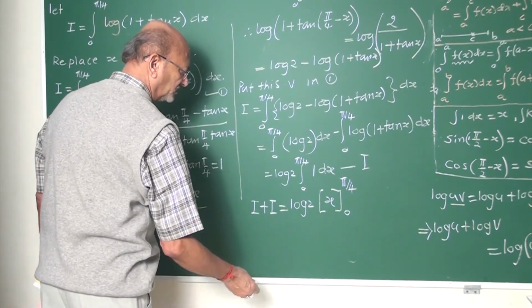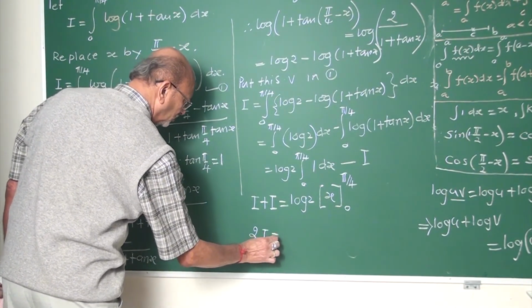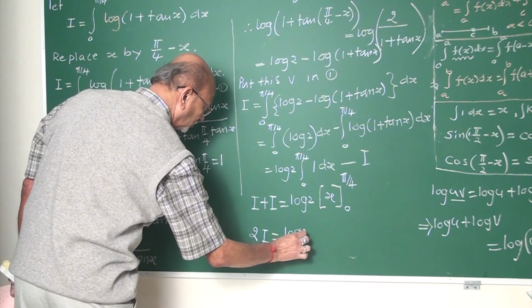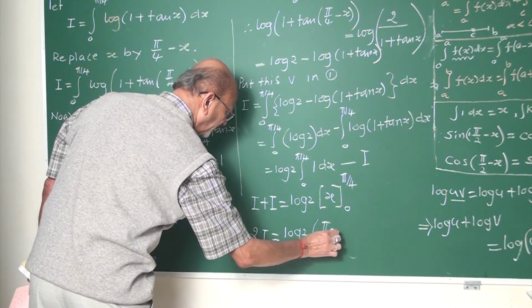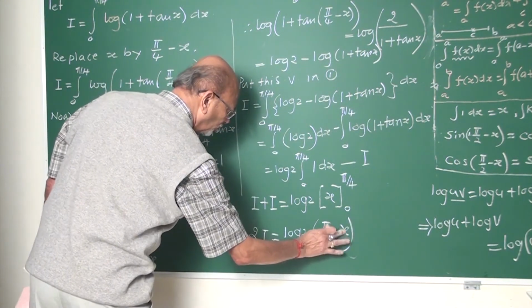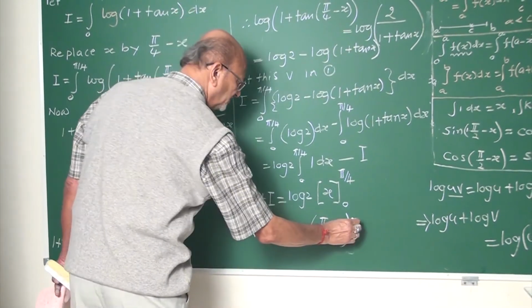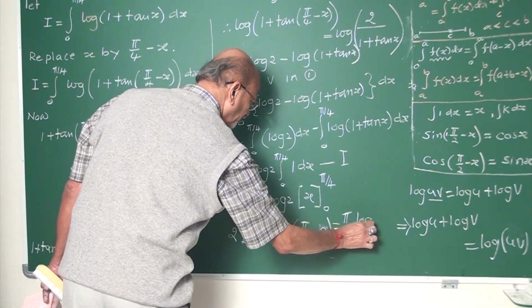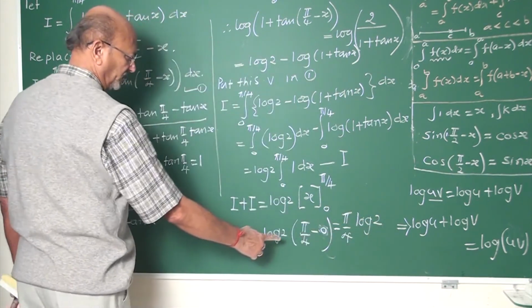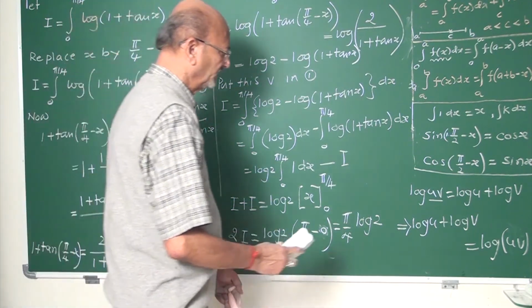Yes, my friend. What is this? 2I equals to log 2 into, you are putting what? x equal to upper minus x equal to lower, 0, which is pi by 4 itself. This can be written as pi by 4 into log 2. Yes, my friends, pi by 4 into log 2. Then what is the value of I?